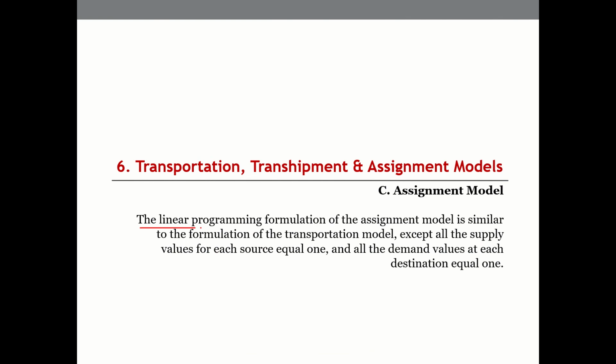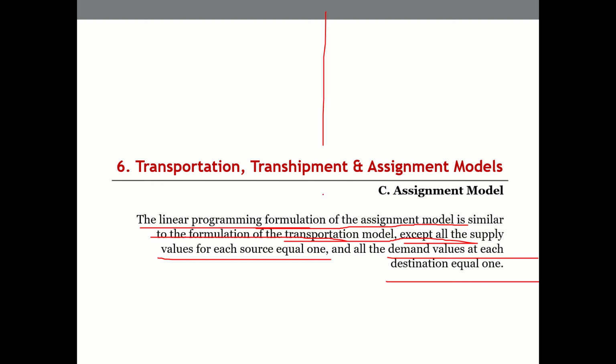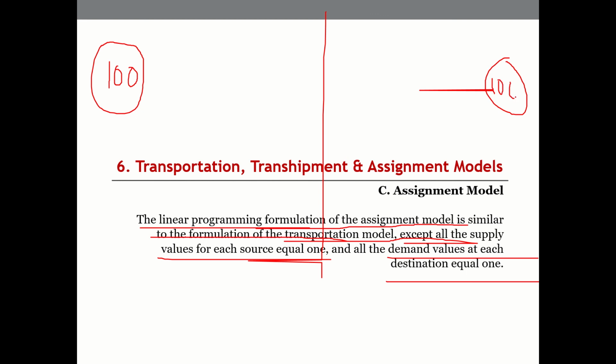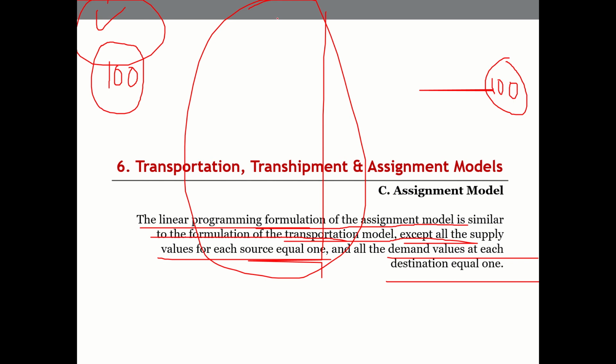Assignment model: the linear programming formulation of the assignment model is similar to the formulation of the transportation model, except that all supply values of each source equal 1 and the demand equals 1 at the destination. Here is how we understand this: in the manufacturing unit, we say that we produce 100 products. In the destination also the demand is 100. Whatever the case, that means that the option of storing is eliminated here.